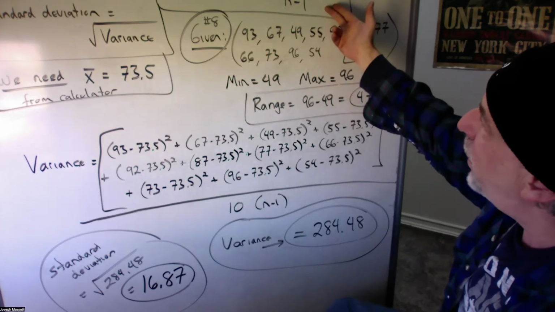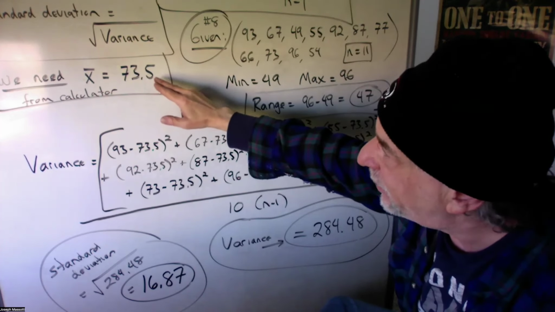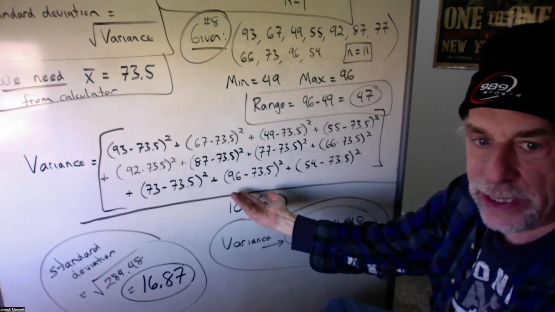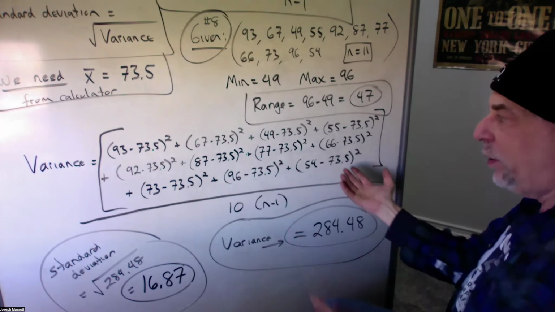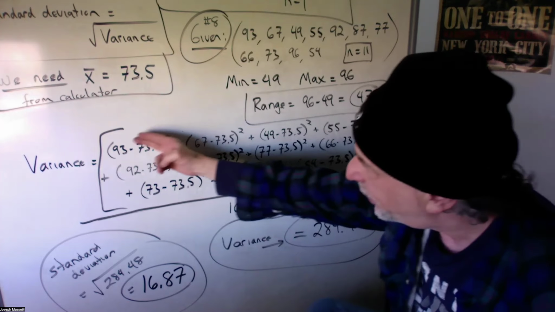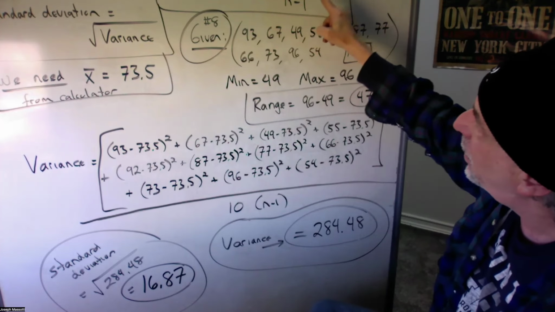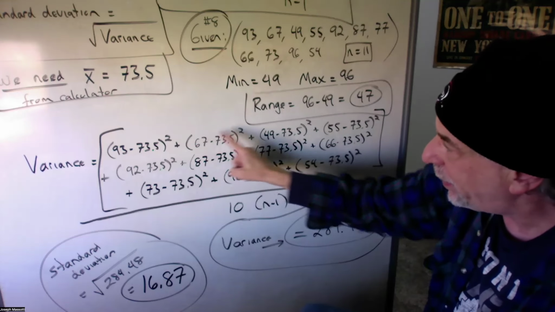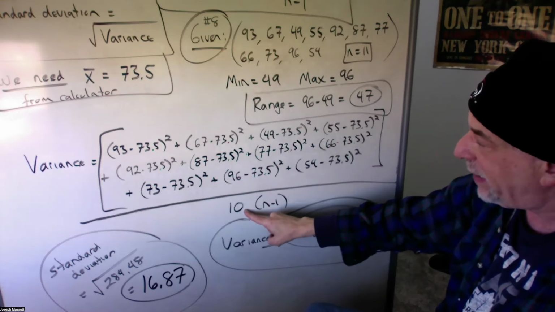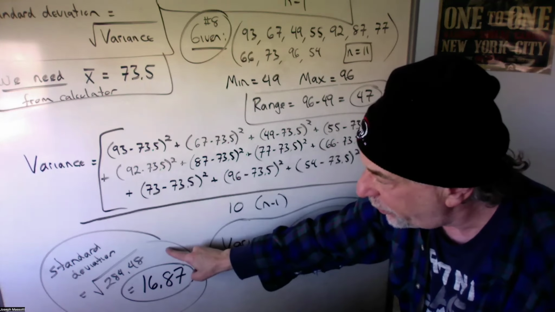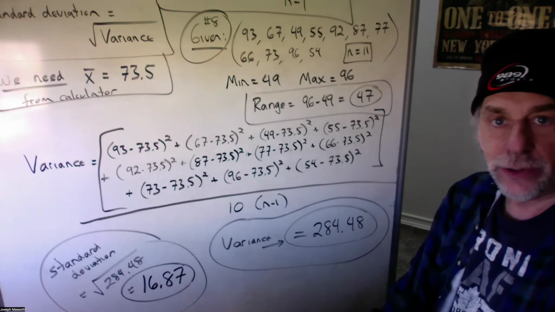To find the variance by hand, you need to calculate the mean first and then go through this formula like we did here. Calculate those numbers, add all these up to get the numerator. The numerator here is the sum of all those differences squared. And then you're dividing by n minus 1 to get your variance. Take the square root of that. That's going to give you your standard deviation.